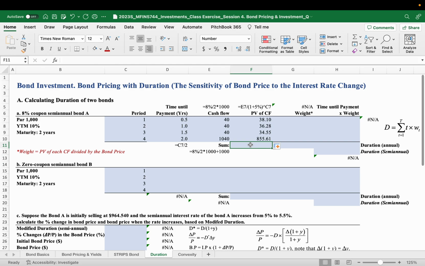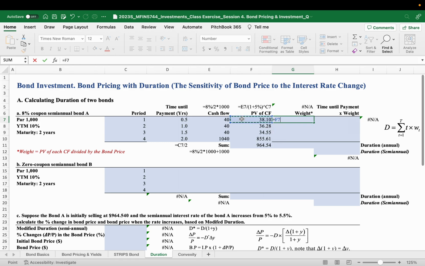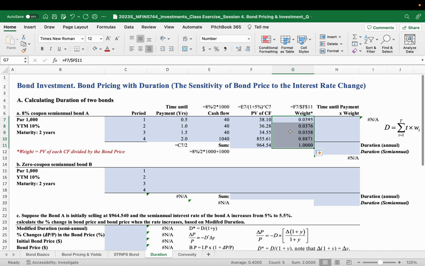And let's calculate the sum of all this. So we got this value, right? Present value of the bond. Now, once you got this present value of bond, we need to calculate, right, this present value of the cash flow weight, the weight, right? and fix. Let's drag down, and then you got this. Finally, weight. This present value cash flow weight.